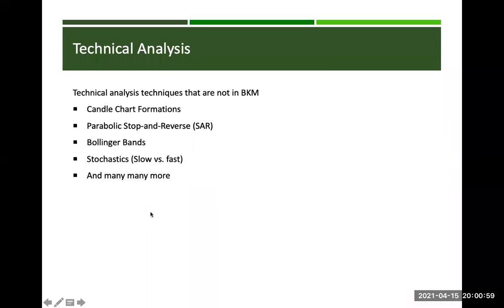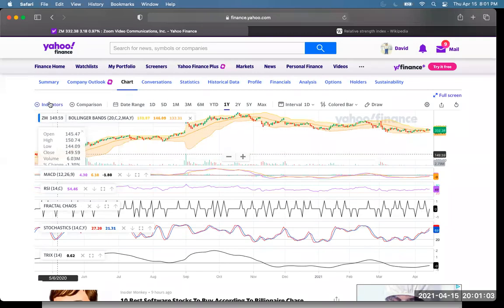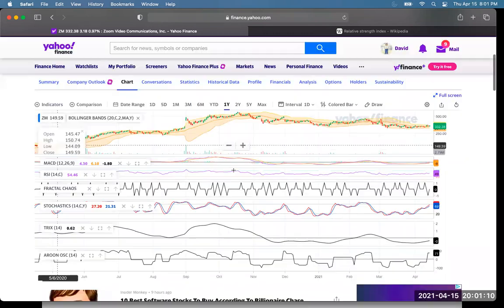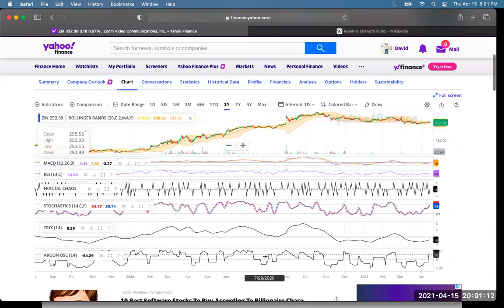There are many, many more. There's one called an Aroon oscillator. I don't understand how it works, but it's here. I think Aroon in some, can't remember what language, I think it means sunrise.